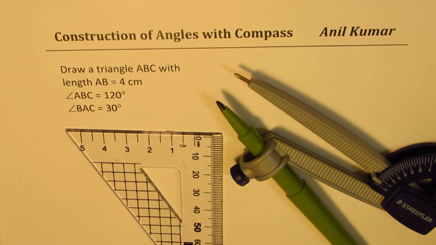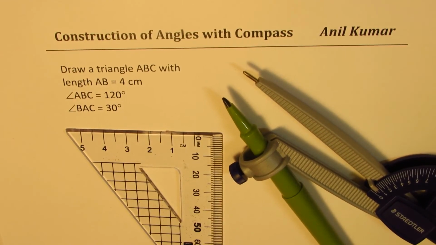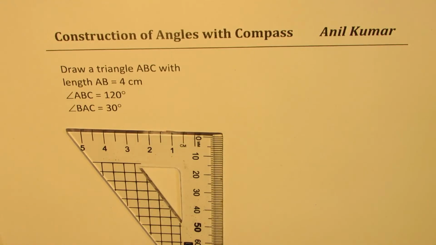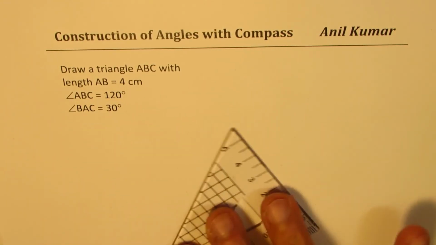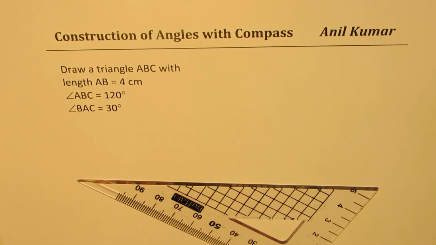We'll now try to draw a triangle ABC with length AB equals to 4 centimeters, angle ABC as 120 degrees, and angle BAC as 30 degrees. And we are not going to use protractor for making the angles, but we'll use our compass to make the angles. Perfect. You can also pause the video, copy this question, do it yourself, and then look into my suggestions.